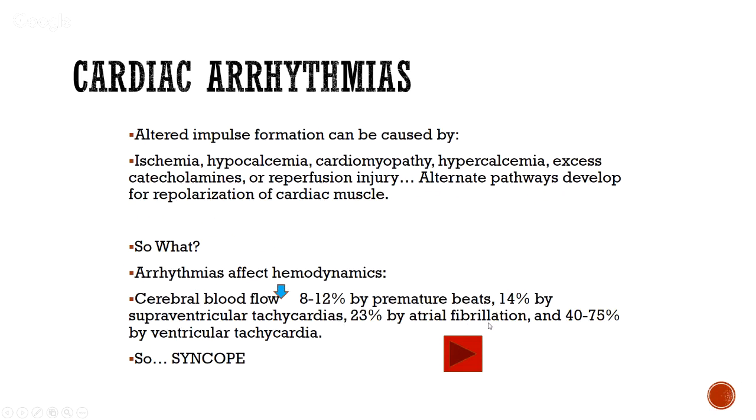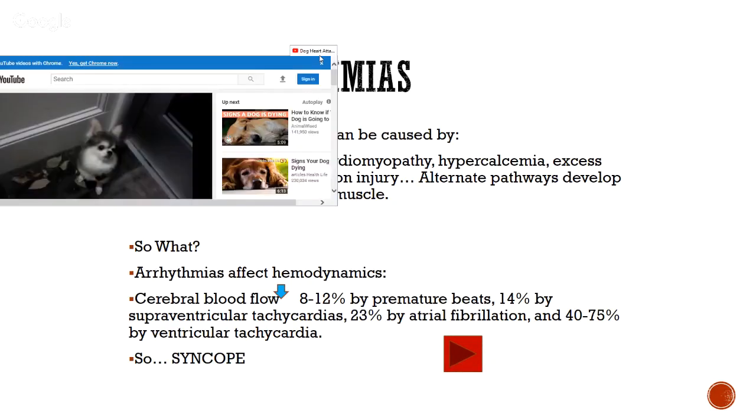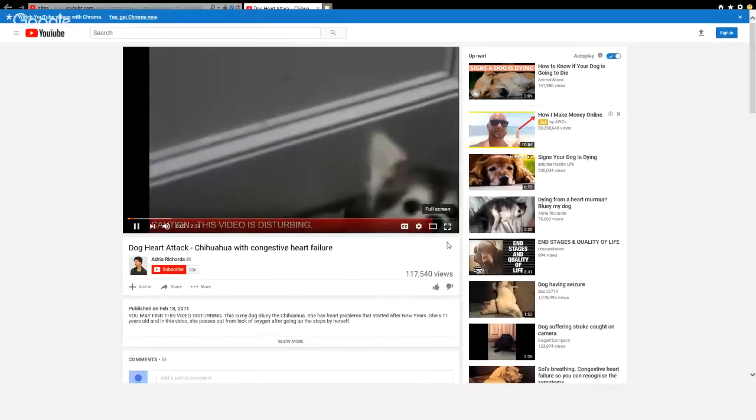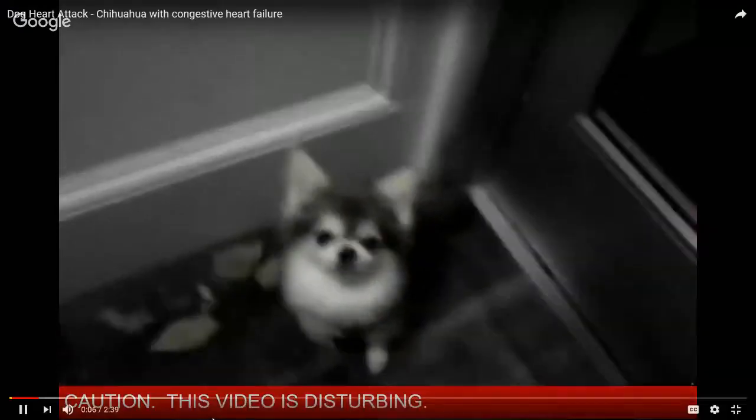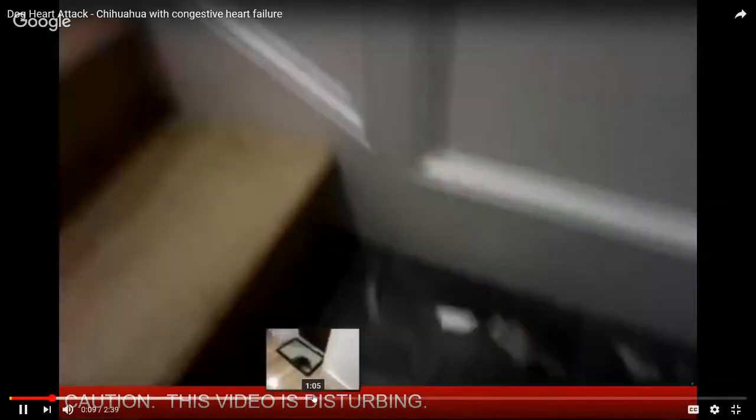23% by atrial fibrillation. Atrial fibrillation is when the atria is kind of fluttering but not really producing a beat, which will contract the atria to push blood into the ventricles, and 40 to 75% by ventricular tachycardia. So if the brain isn't getting blood, you're going to get syncope. What does syncope look like? There is a video of a dog here going through a syncopal episode, and I would suggest that you go ahead and watch this.